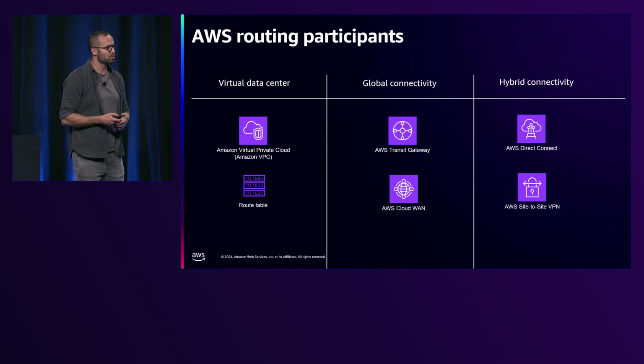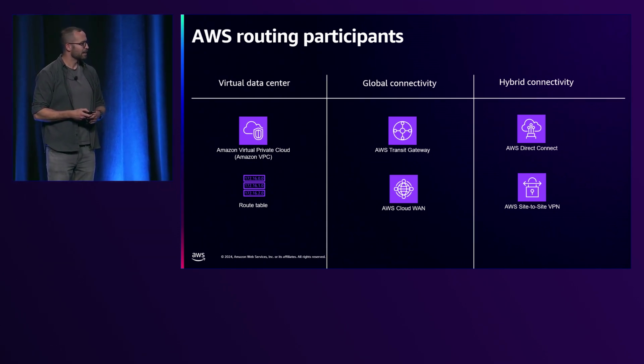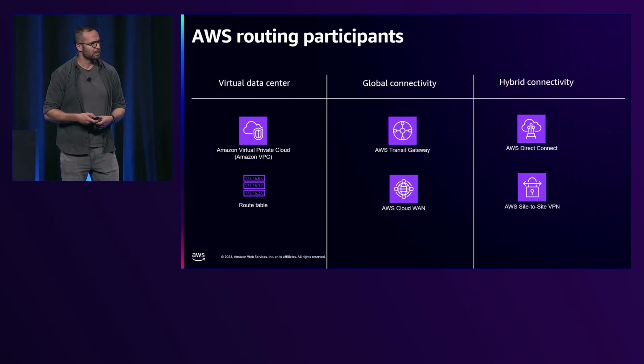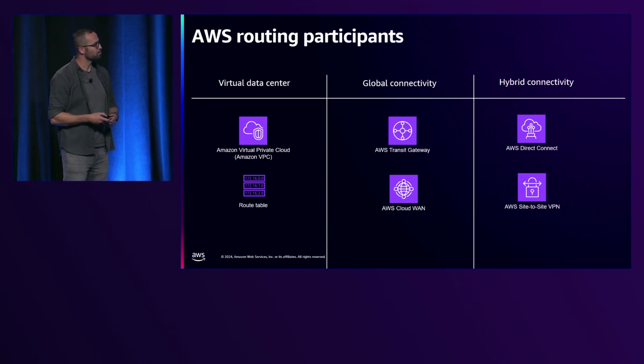And then we'll look at Cloud WAN. Cloud WAN, you can think about it as a collection of managed transit gateways deployed globally that you can manage through a single policy and allows for dynamic routing between regions.